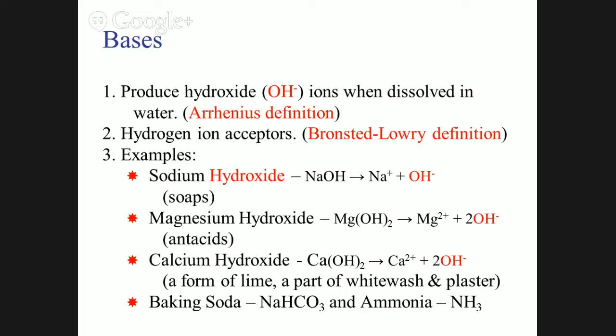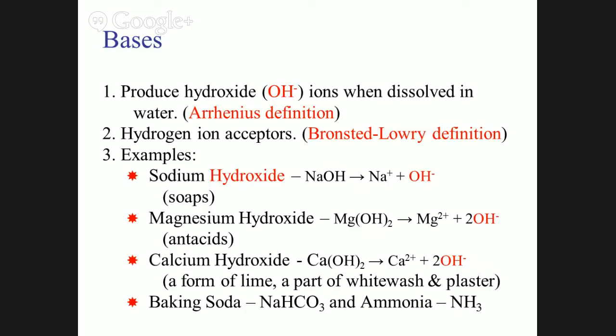This is the Bronsted-Lowry definition. And so they determined anything that accepts a hydrogen ion would be called a base. So notice how the two kind of go together. Acids donate the hydrogen ions, bases receive or accept the hydrogen ions.